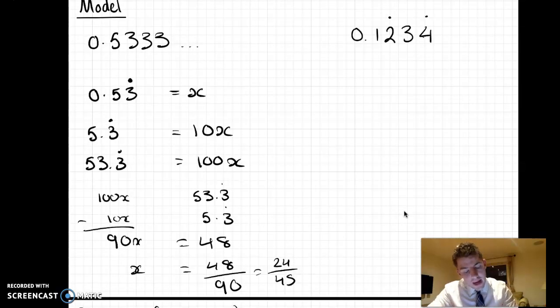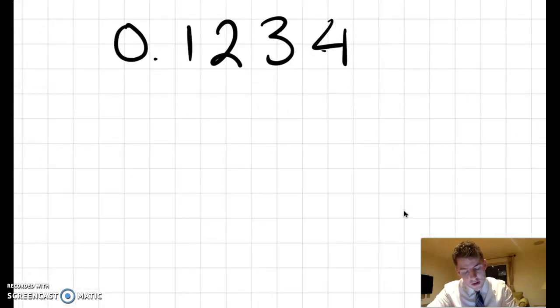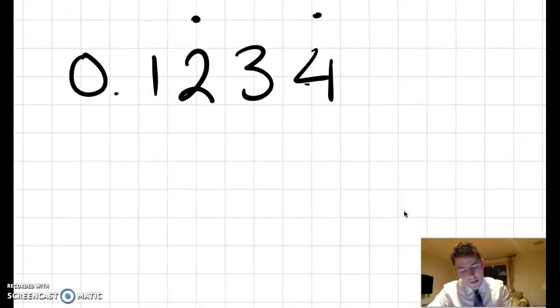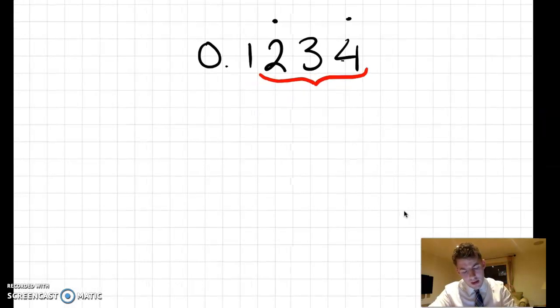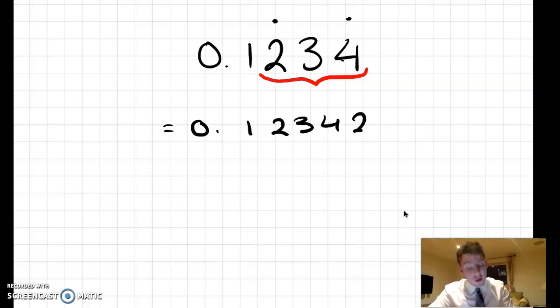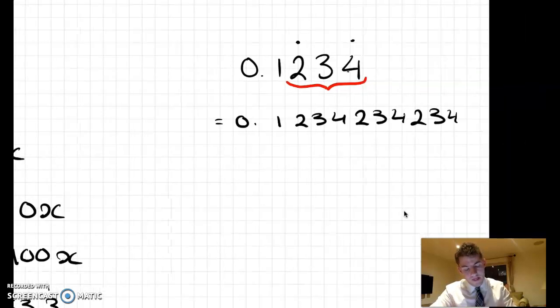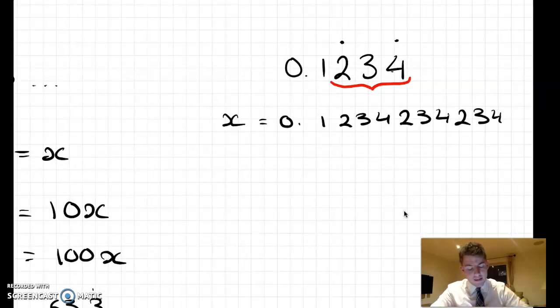This one here, what does it mean when we've got these two dots? This is always quite interesting. What it means is everything in between the two dots is your pattern. Let me explain. So this will equal 0.1234234234. Let x equal that. And it goes on forever.